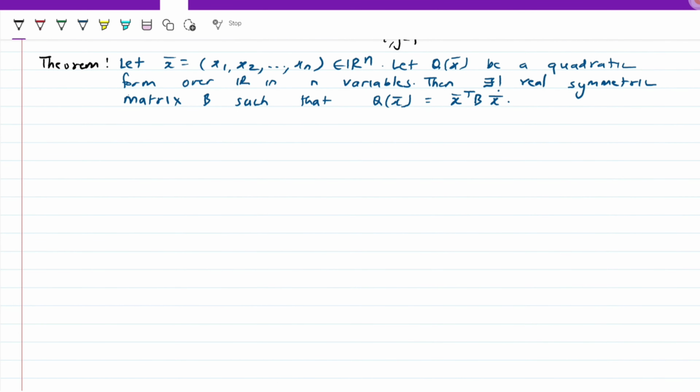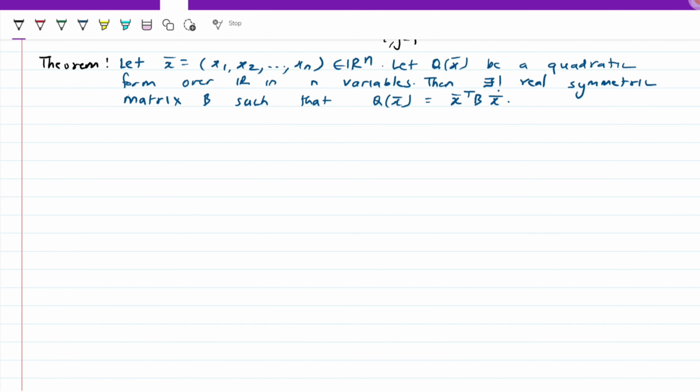Now how do we apply these quadratic forms to the world of matrices? It is explained by this theorem. If we have a vector x bar in Rn with coordinates x1, x2, ..., xn, and q of x bar is a quadratic form over R in n variables, then we can always find a unique real symmetric matrix B such that the quadratic form q of x bar can be expressed as x bar transpose times B times x bar, where x bar is treated as a column vector.